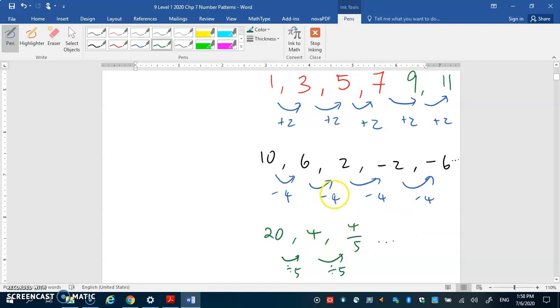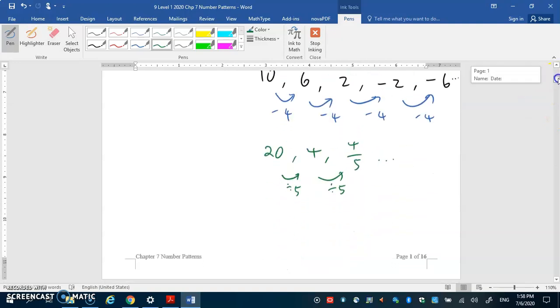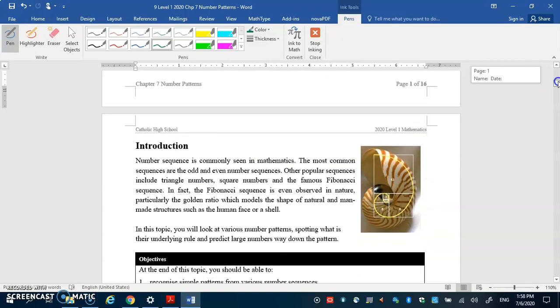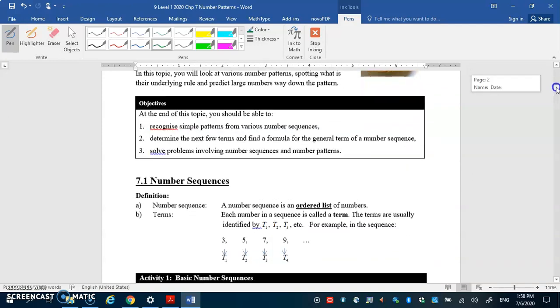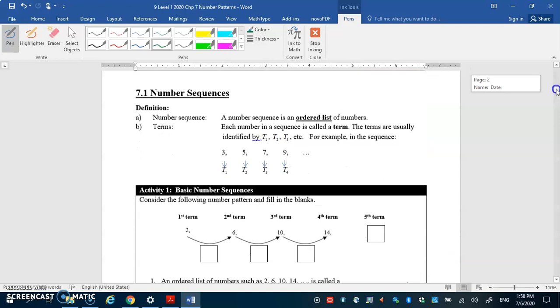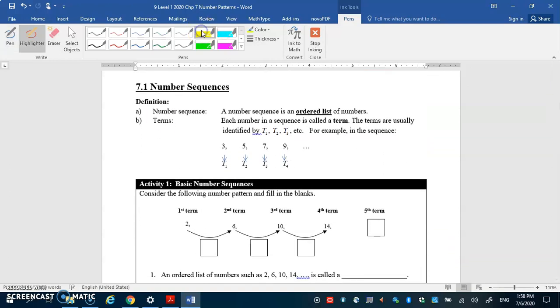Okay, let's turn to the first page. First page covers some definition. Introduction, you can just read on your own. Basically, there are number patterns all around us. Okay, now, what are some definitions that you need to know? Number 1, what is a number sequence? A number sequence is an ordered list of numbers.